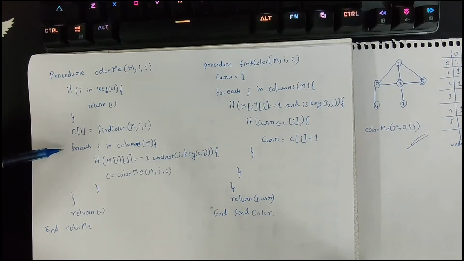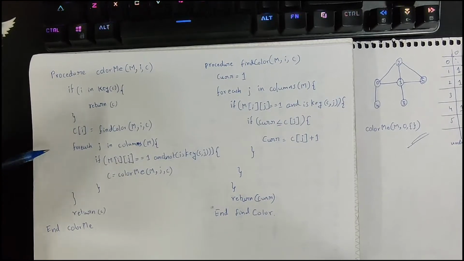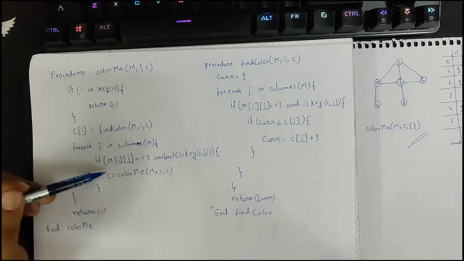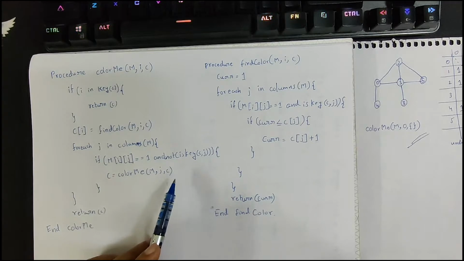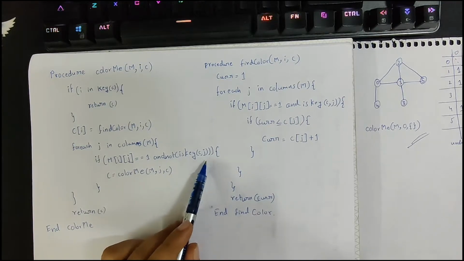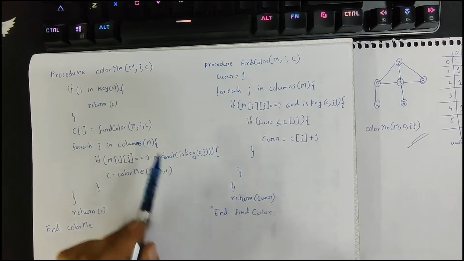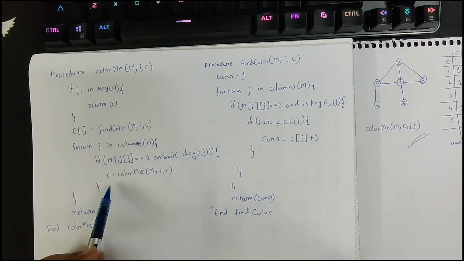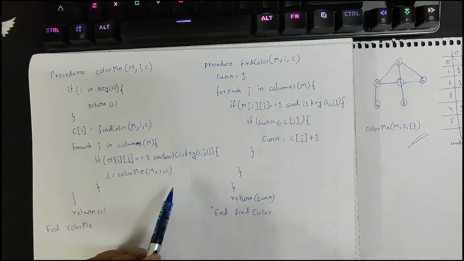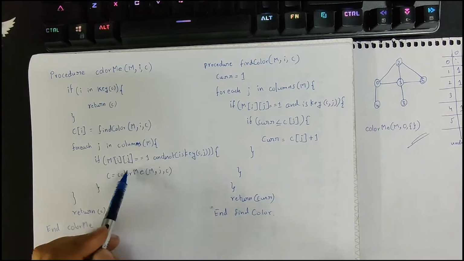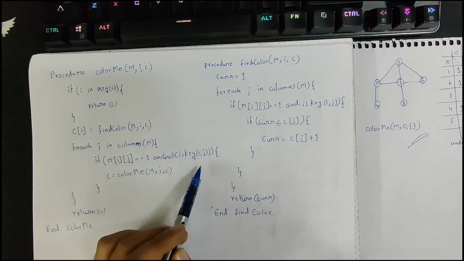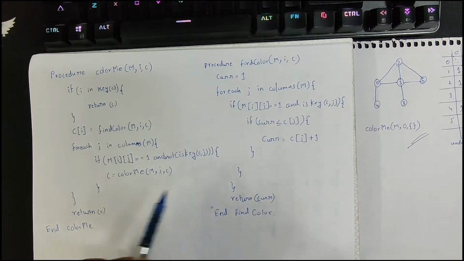First, let's move forward. So for each j in columns of M, if there is an edge from Mi to j, this is the condition, Mij equal to 1, and not is key of C comma j, that is j is not still a key in this dictionary, then we go to C is equal to color me of M, j, C. Okay, this is the recursion step here. So there should be an edge from the starting vertex to this j, and j should not be a key in this dictionary. Then we go to this recursion step. Okay, and finally we will return this dictionary.